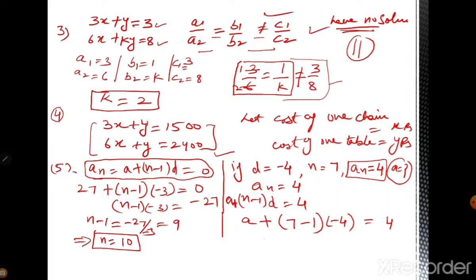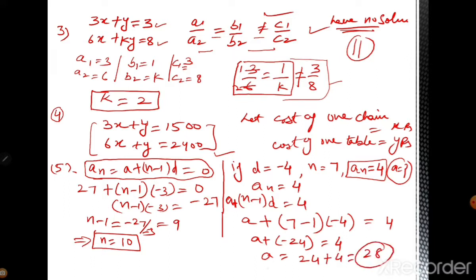So it is A plus 7 minus 1, that is 6. 6 into 4, 6 4s are 24. It will be minus 24 as 4 is negative. Now the expression is A plus minus 24 is 4. So 24 will go that side and become positive. So A will be 24 plus 4, that is 28.